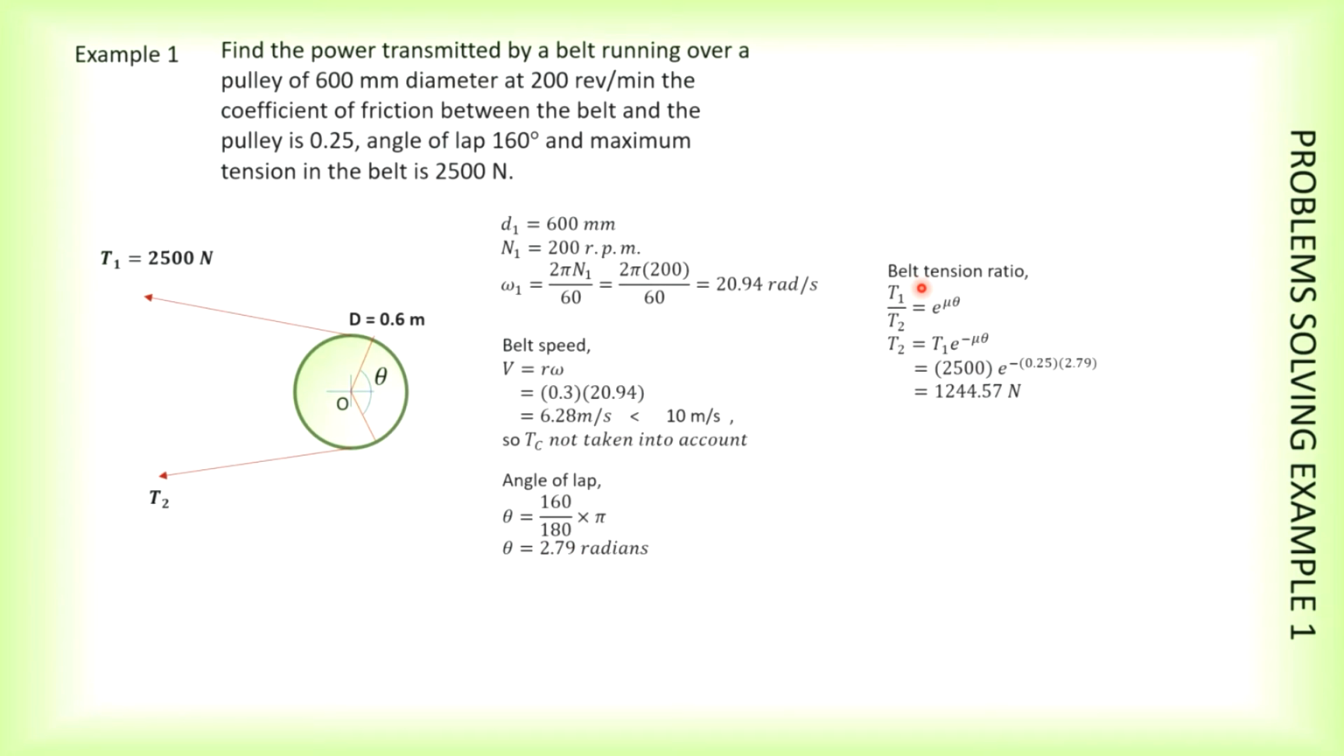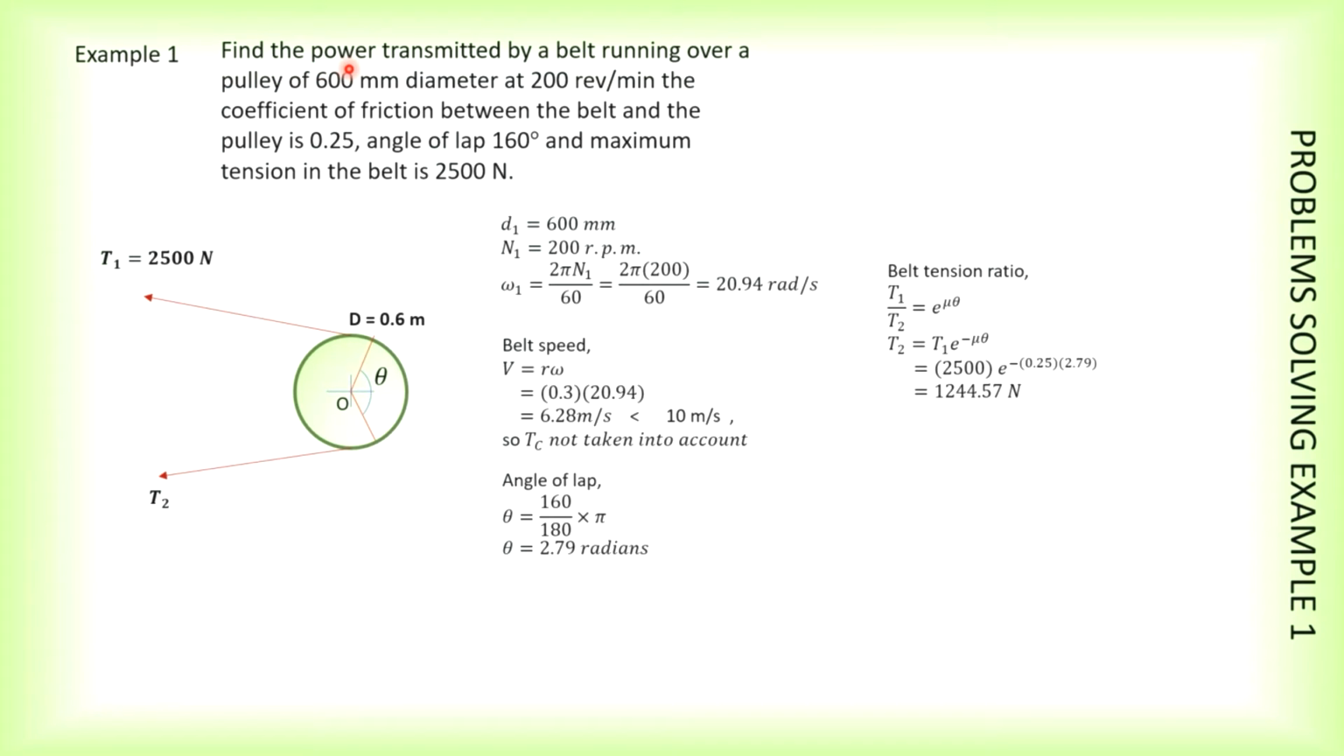Then after that, we apply the belt tension ratio. This question didn't say if it is a flat belt, circular belt, or V belt. Most of the time in this type of case, we consider it as a flat belt. And we have established that we are not taking TC into account, so we use the simplest formula for the belt tension ratio to calculate T2. Why do we need T2? Because we need to calculate the power transmitted.